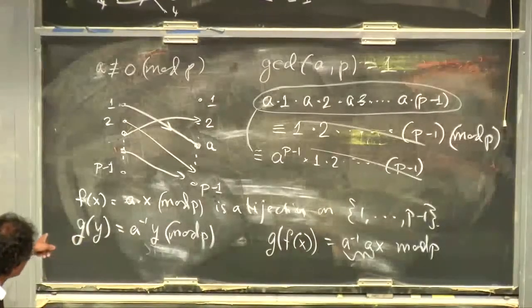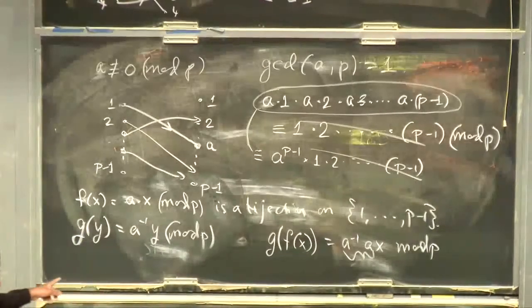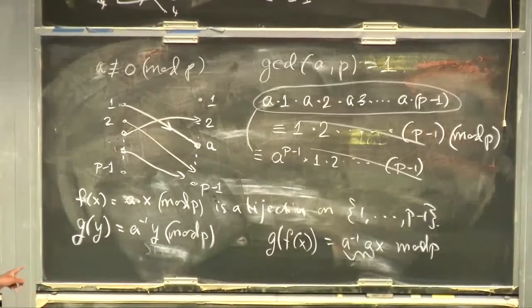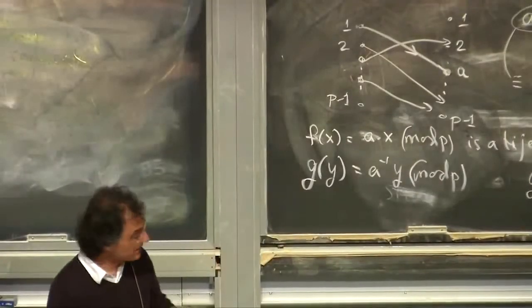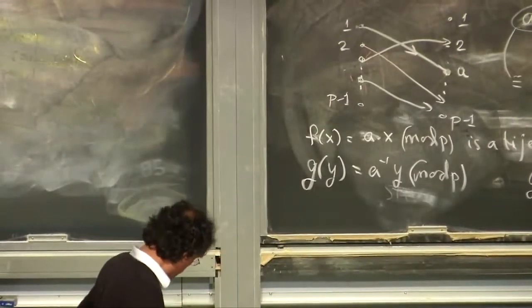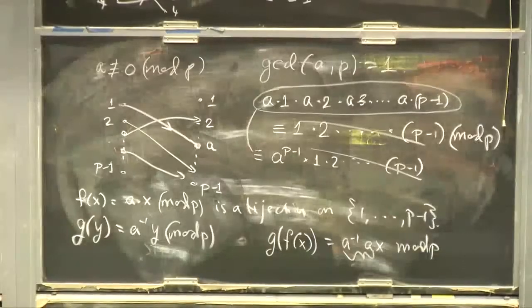So we said f of x is a times x. But now we can make g of y be a inverse times y. And so when we multiply by a inverse, we are undoing the effect of multiplying by a. And we know that a inverse exists because there was a theorem. Is that sufficient to prove that the inverse, or g of y, exists? Well, in this case, yes, because g of y is just multiplying by a inverse.